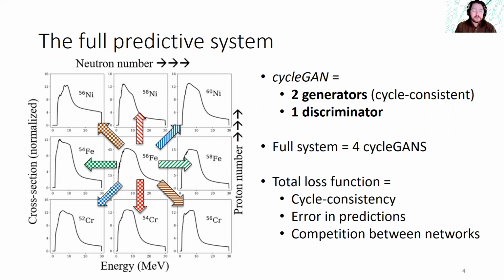Now, we also implement something called cycle consistency in our predictions. That is, if I add a particle and immediately subtract it, we must have no overall change in the cross-section. So the total loss function for this system is that cycle consistency term, a term for errors in the predictions made by the generator, and also terms for competition between generator and discriminator networks.